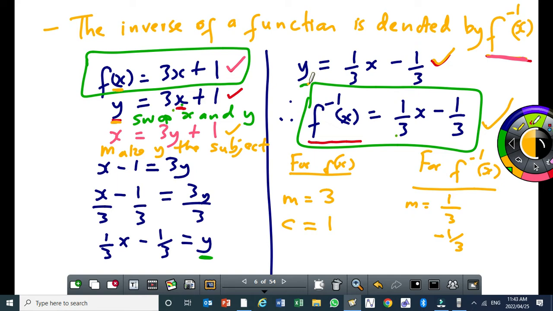Now, the next thing on the next page, we are going to sketch these two graphs, the graph of the inverse and the original function. But before we do that, let's just do a quick analysis of some of the important things that you might need to know. So for the original function f of x, the gradient is 3. Right? The gradient is what? 3. For the inverse, the gradient is a third.